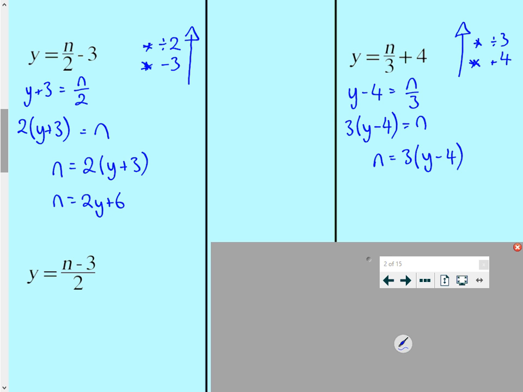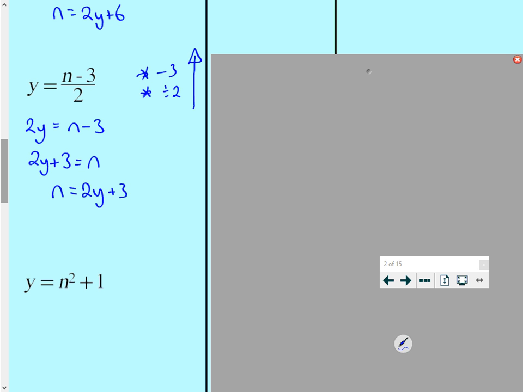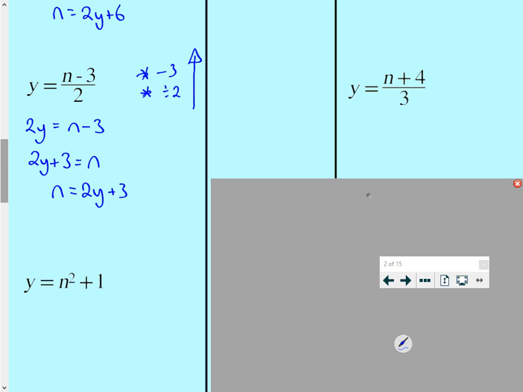Again, let's have another one. So this time here, first I would take away 3, and then I would divide by 2. So I'm going to work backwards through it. So I'm going to times both sides by 2. Now that I've done that, I'm going to add 3 to both sides. Again, always doing the inverse or the opposite of what's happening. That way it unpicks itself. And so I rearrange it again so that it ends on the left-hand side.